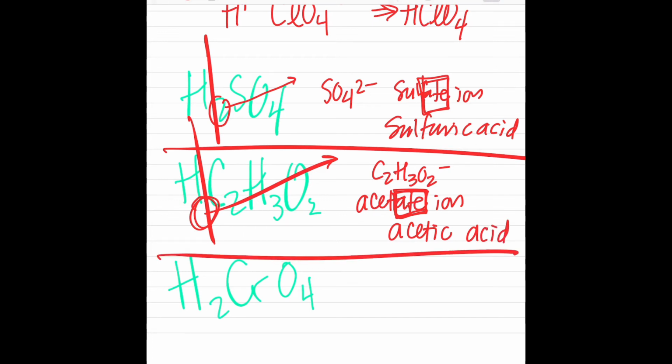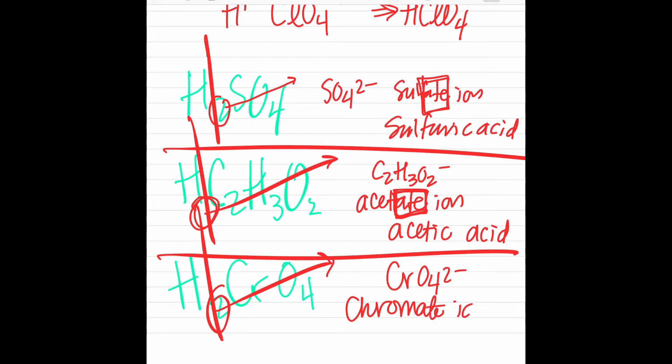All right, the next one. Take the H off. Put this back up there. CrO4 2 minus. Well, CrO4 2 minus, I don't know that one. I think it's chromate. Yes. That is called chromate ion. So again, that's an ATE. So it becomes chromic acid.